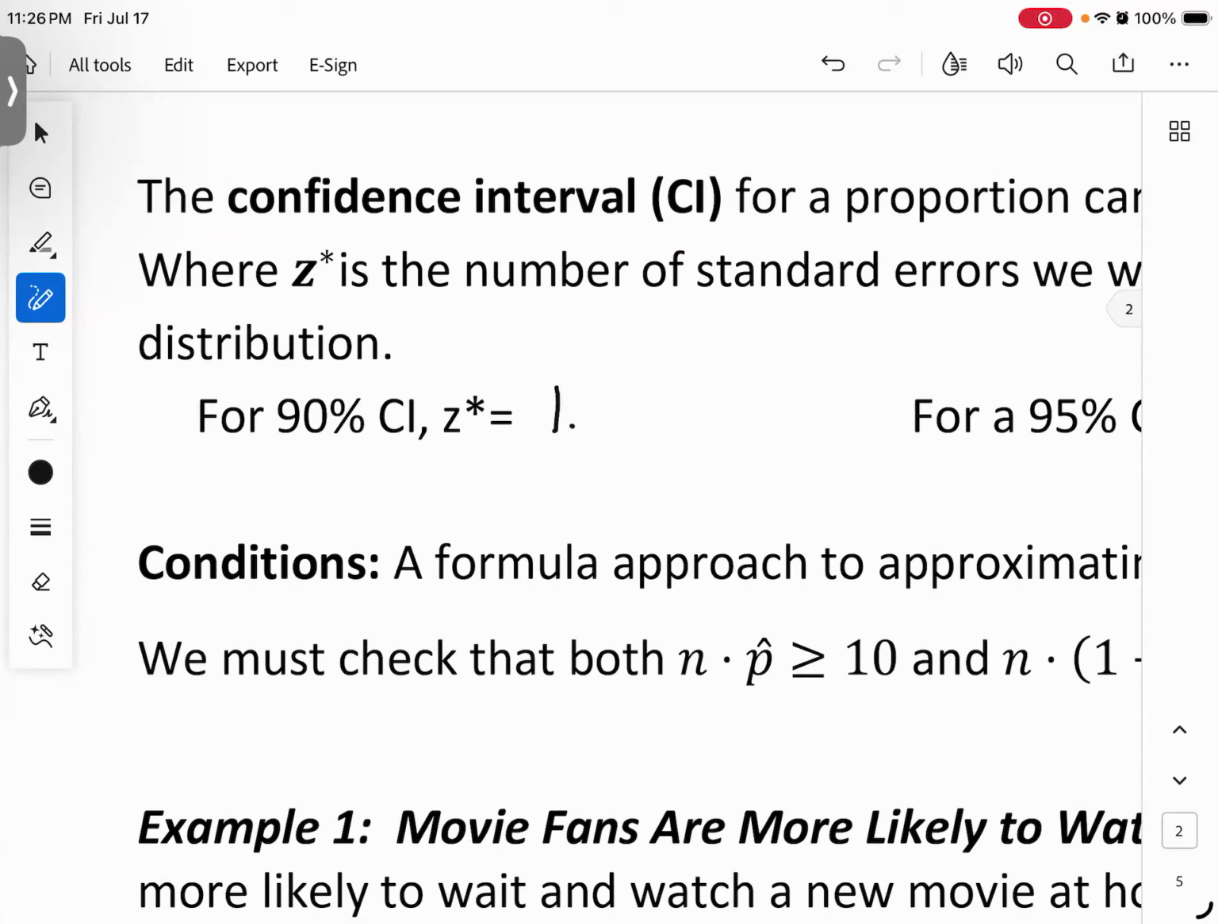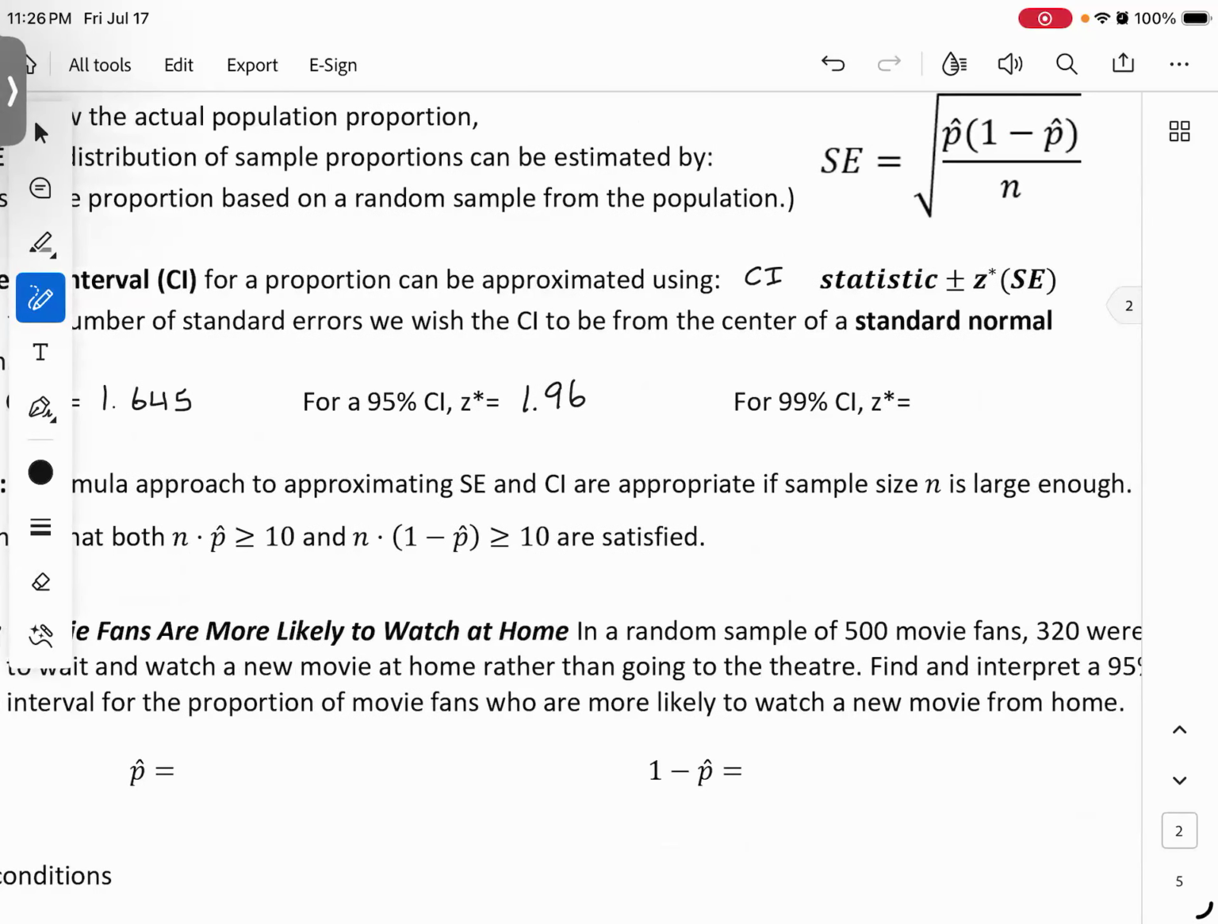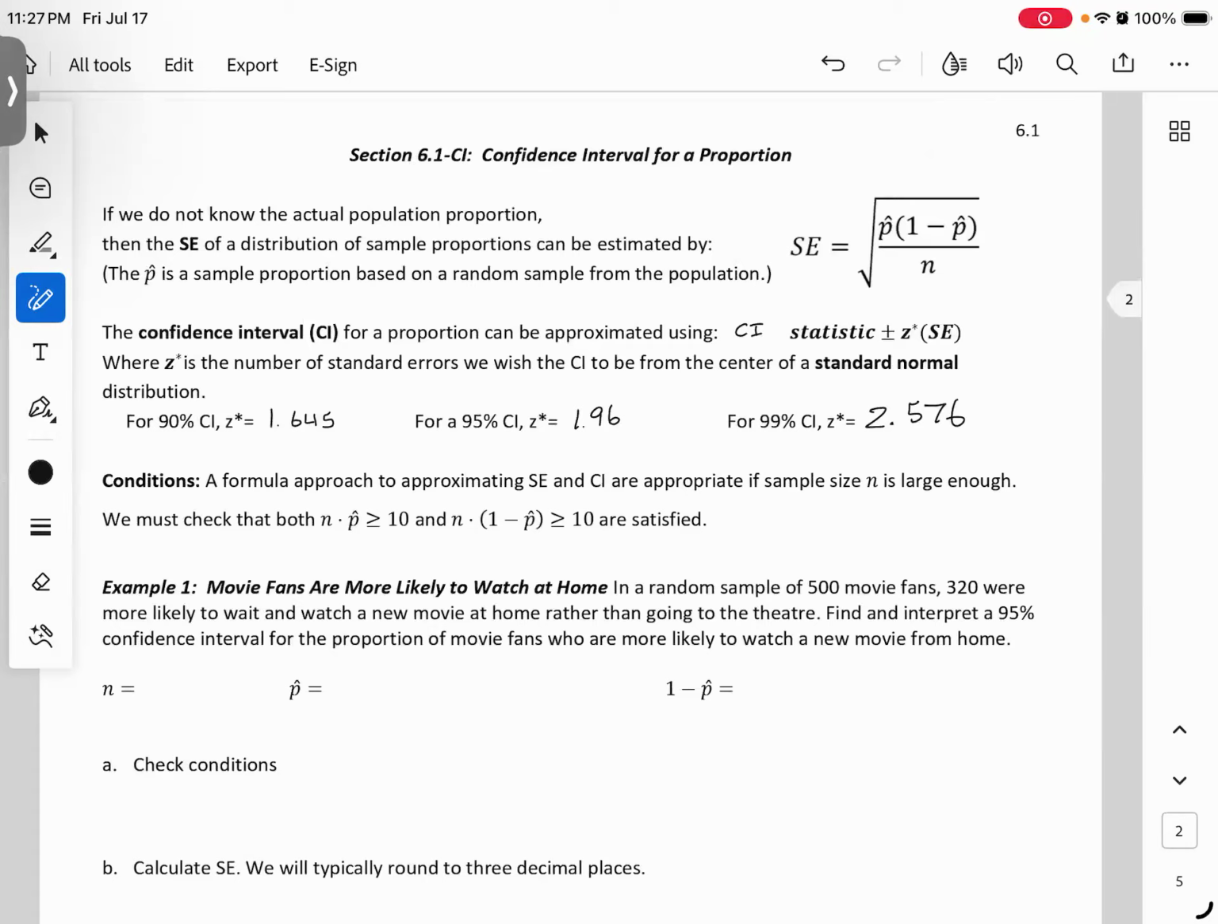So it'd be 1.645. And I'll show you in a second, if you're like, wait, where are these numbers coming from? I'll show you in the normal distribution here. And then for a wider 99% it would be 2.576.